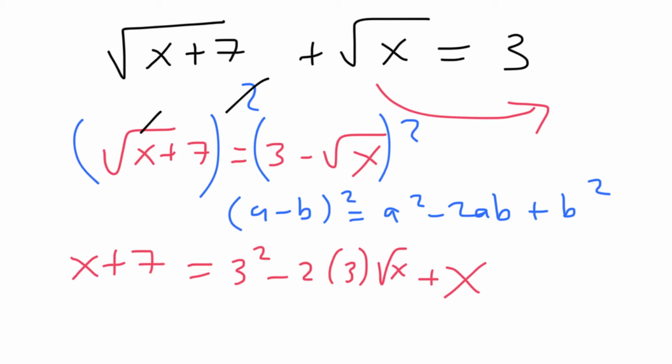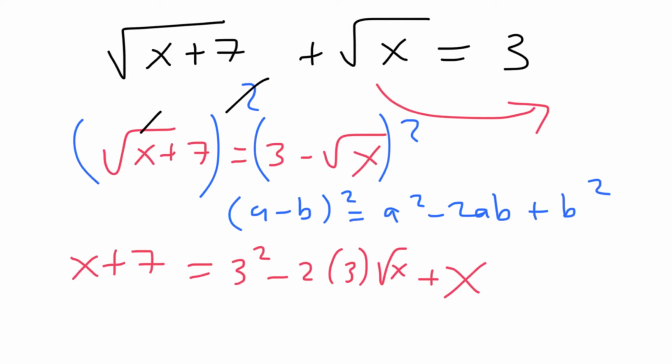So that's exactly matching what I have. Instead of a, I have 3, so instead of a squared, I have 3 squared. Instead of b, I have radical x, so instead of b squared, I have radical x squared, which is x. So far, okay? And then 2ab becomes 2 times 3 times radical x. I'm just applying the complete square rule.